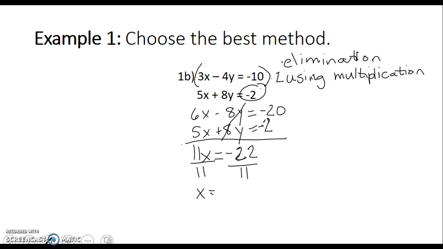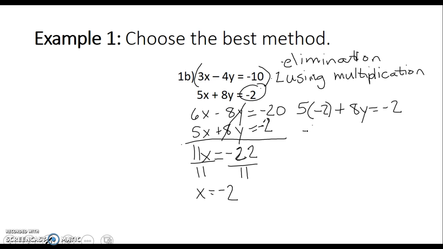Negative 22 divided by 11 ends up giving us negative 2. Now I plug that back in to solve for y. Again, it doesn't matter which equation we use. I'll pick the second equation this time just for fun. So I have 5 times negative 2 plus 8y equals negative 2.